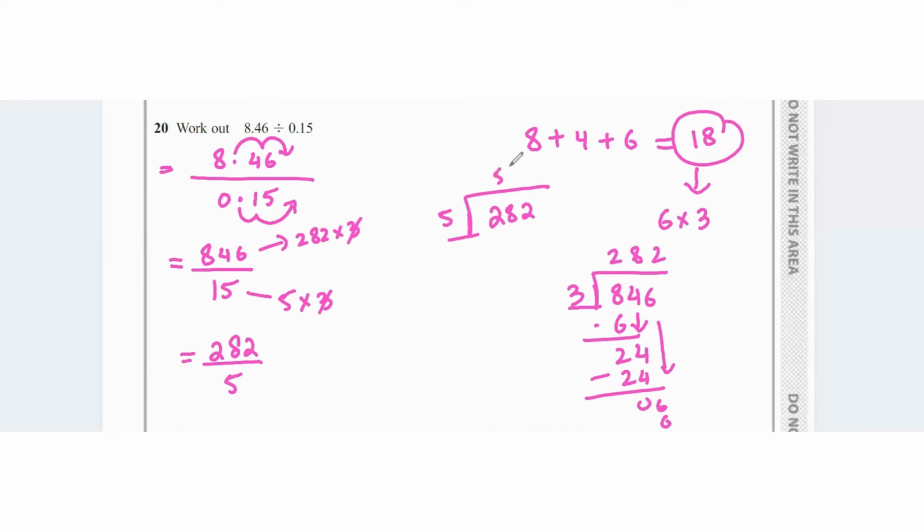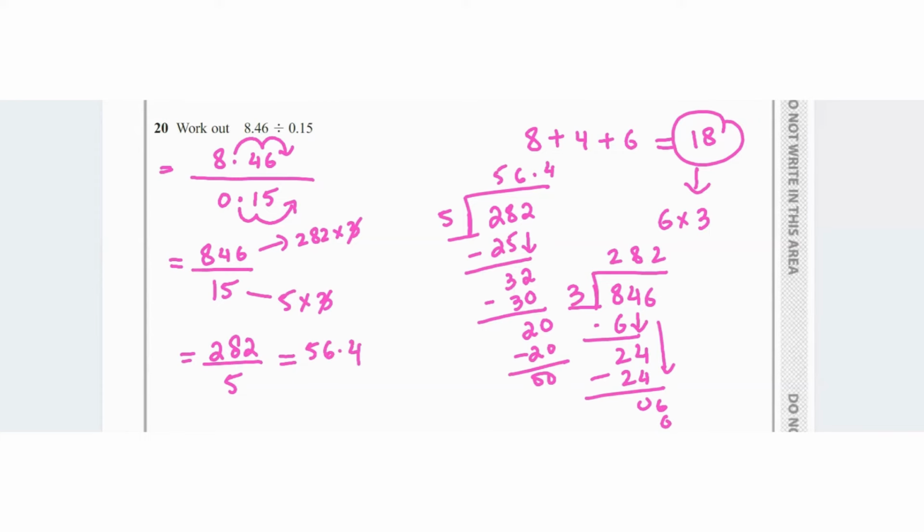We know 5 5s are 25. 3 remainder, bring the 2 down. 5 6s are 30. 32 minus 30 is 2. Add a decimal, add a 0 over here. 5 4s are 20. So 282 divided by 5 is basically the same as 56.4.